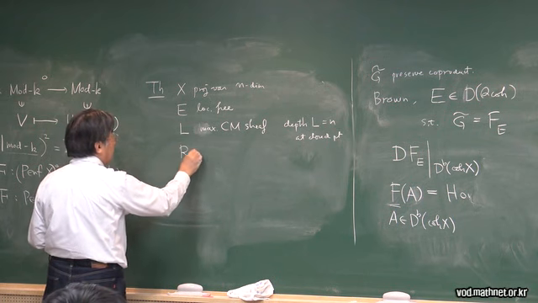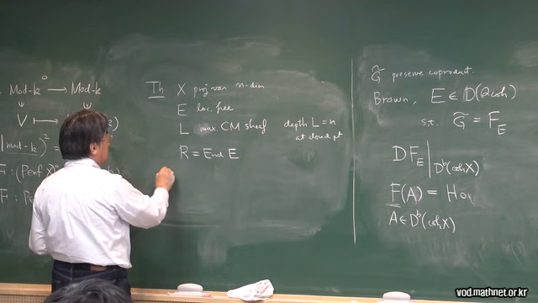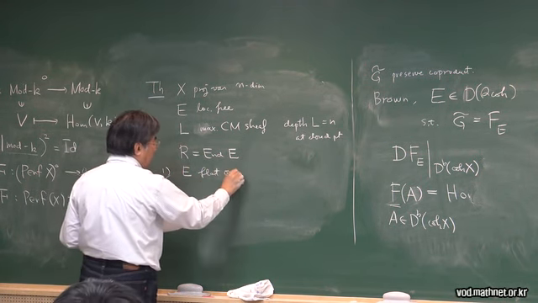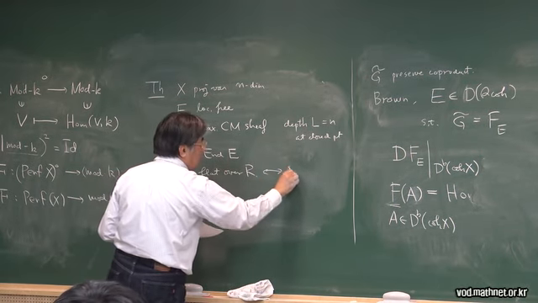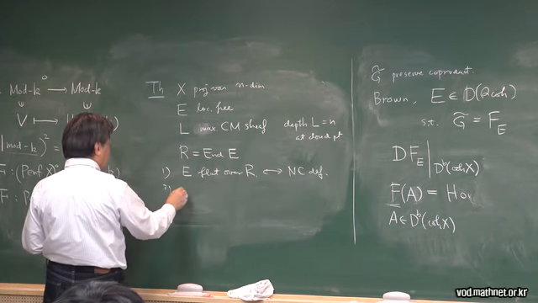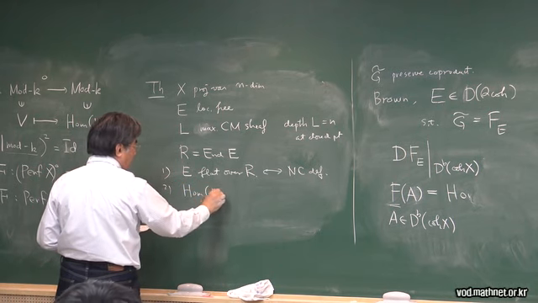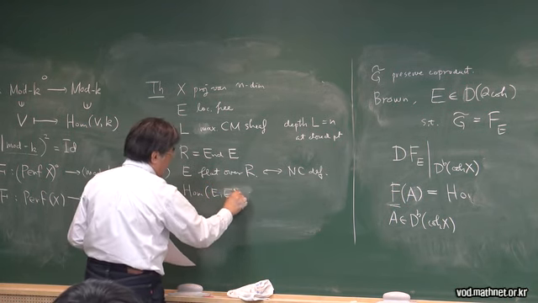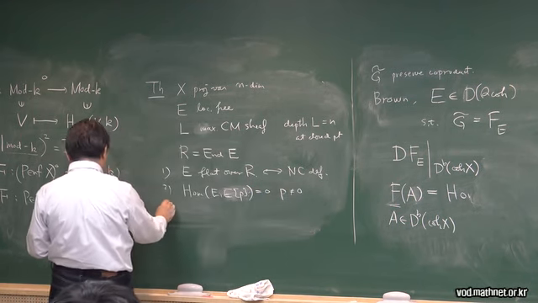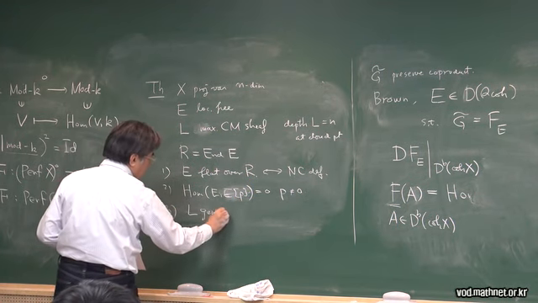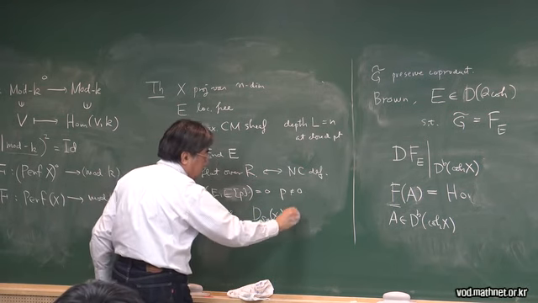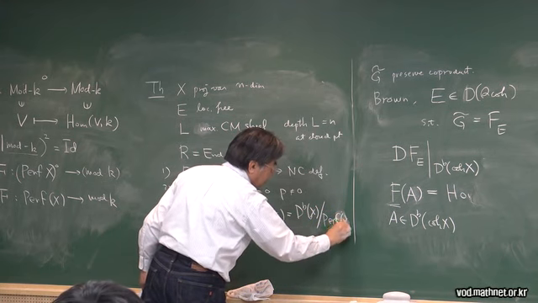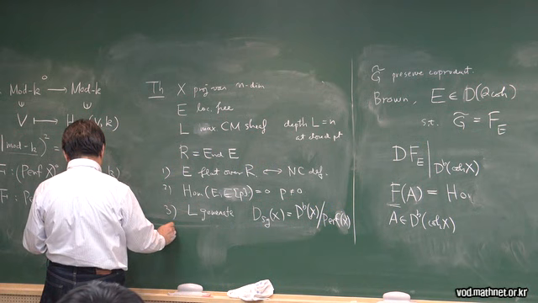Let R be the endomorphism ring of E, and assume the following conditions. First, E is flat over R. So this is related to non-commutative deformation. Second, it is also tilting: Hom(E, E[p]) is 0 for p non-zero. And third, L generates D singular X. So this is the quotient category of D^b by perfect complexes. And this is all.